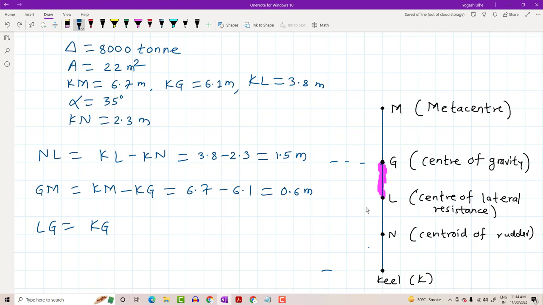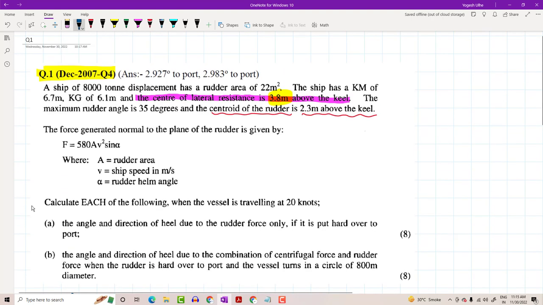So then what we will do? One minute, let me erase this one, guys. So LG will be equal to KG minus KL. KG how much we have? 6.1. KL we have 3.8. So 6.1 minus 3.8, we will get 2.3 meter. Then after that, in the given things, we have F. How much F do we have?